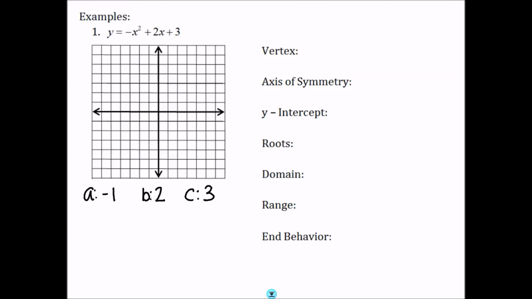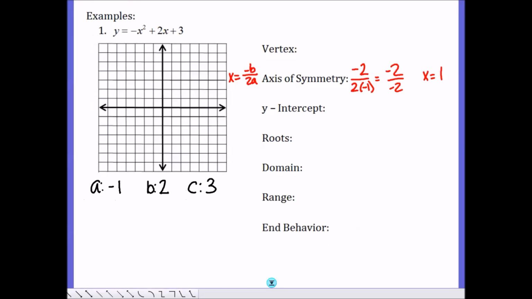We know that we should always find the axis of symmetry first, which is x equals negative b over 2a. So if I plug a and b into that equation, I have negative 2 over 2 times negative 1, which will give me negative 2 over negative 2. So my axis of symmetry is x equals 1. And I can go ahead and graph that on my graph.